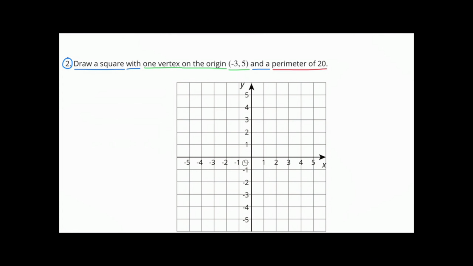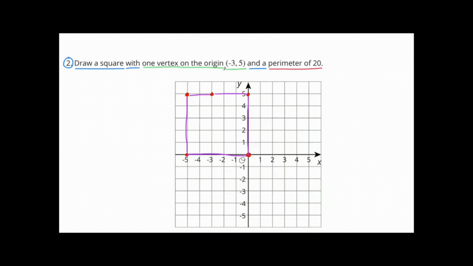Number 2. Draw a square with one vertex on the origin and plot -3 and 5, and the square should have a perimeter of 20. It needs to be a square. It needs to have one vertex on the origin.